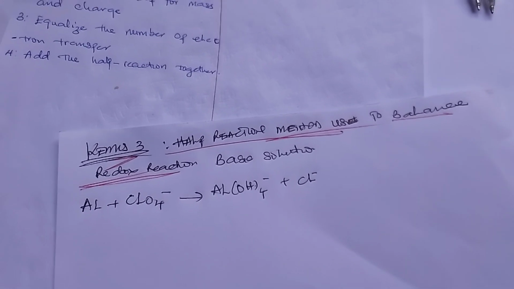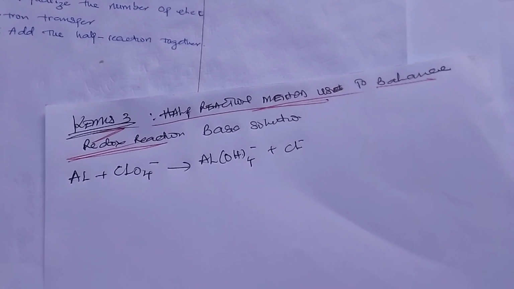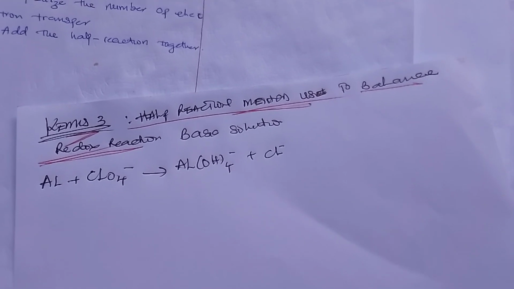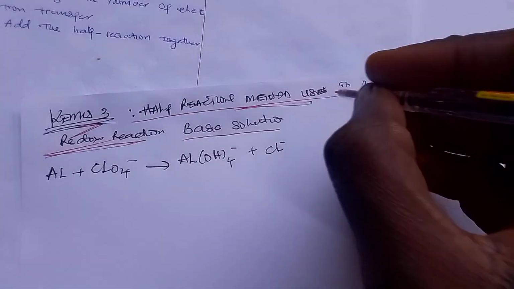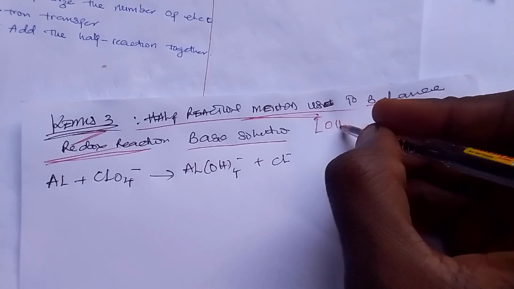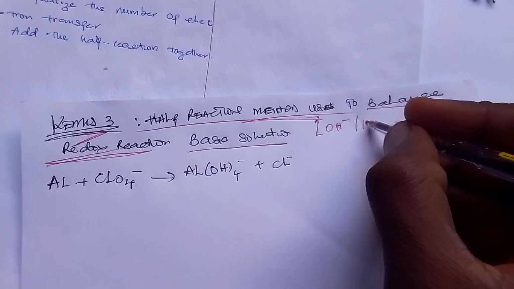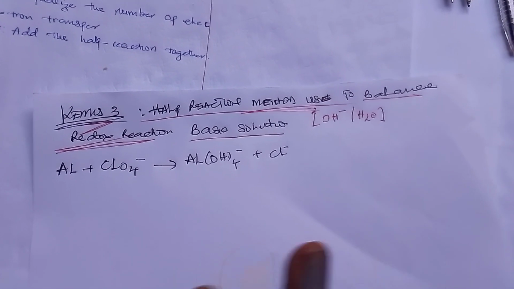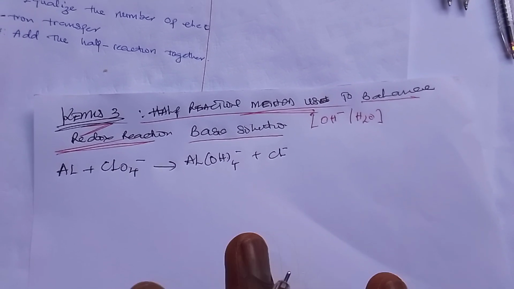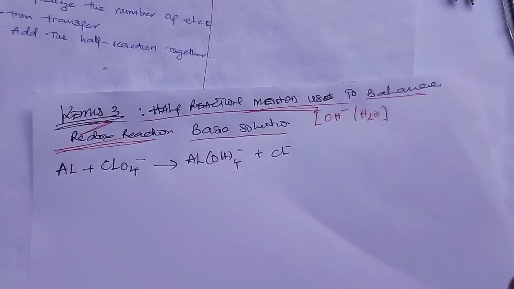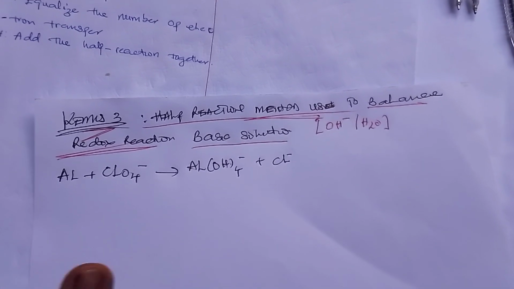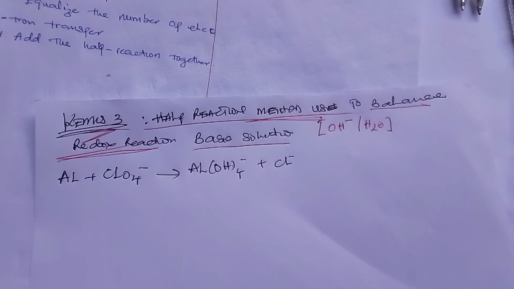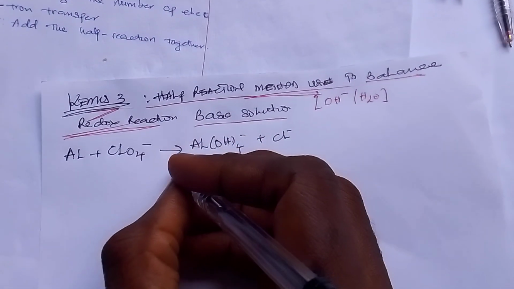In this video, we're looking at the half reaction method used to balance a redox reaction under basic solution. Now, when you're talking about a basic solution, you're talking about the addition of hydroxyl ions and water molecules. Balancing under basic conditions will be a little bit difficult because there are some species of reactions that you need to balance with acidic solution before the basic solution. But let's start without further ado.